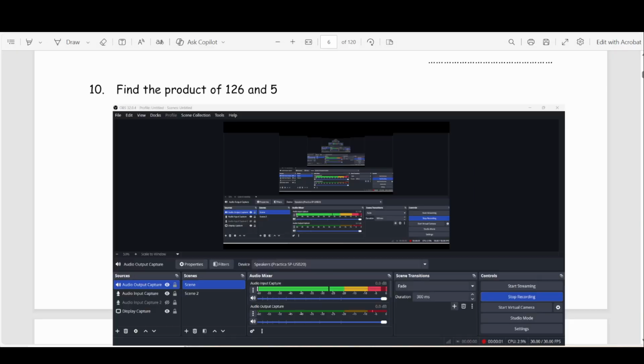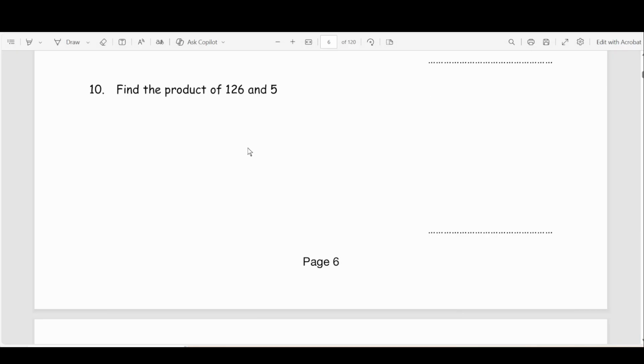So question number 1 says find the product of 126 and 5. What is the meaning of product? Times. Times, exactly. So we just need to times 126 with 5. How much is that?